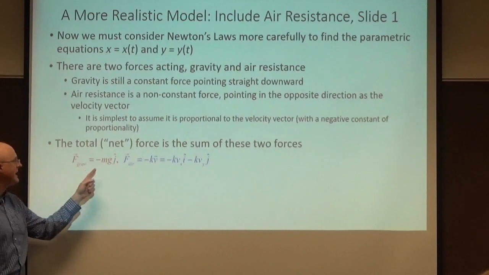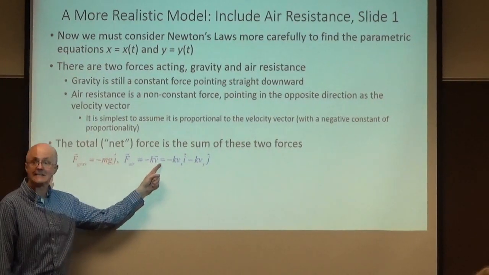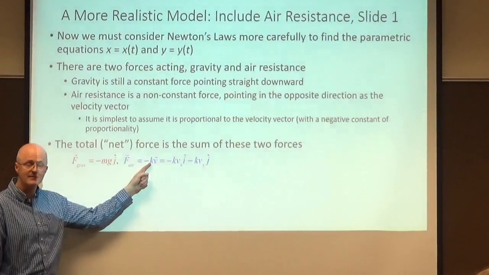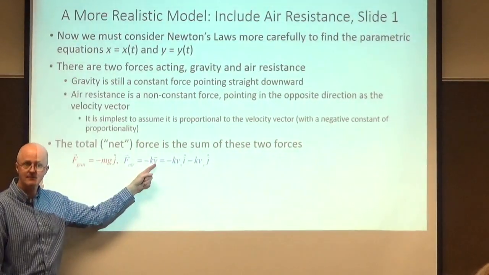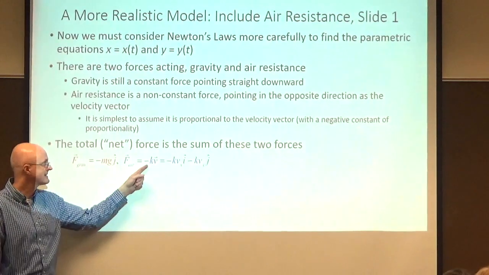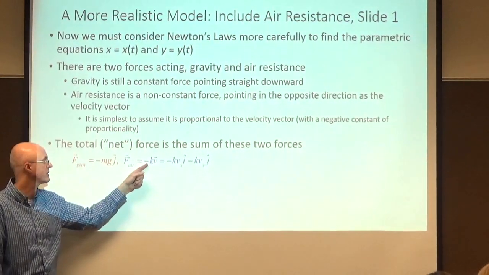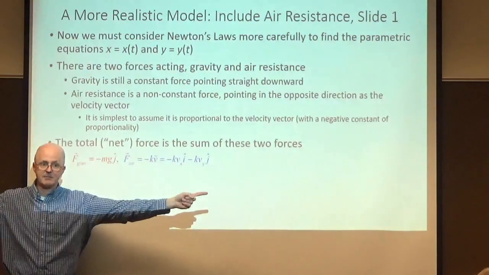Again, the total net force is the sum of the two forces. There's the force due to gravity. Here's the force due to air resistance in symbolic form: a negative constant times the velocity vector. And it is proportional to the velocity vector then, with a negative constant of proportionality, which again means it points in the opposite direction.